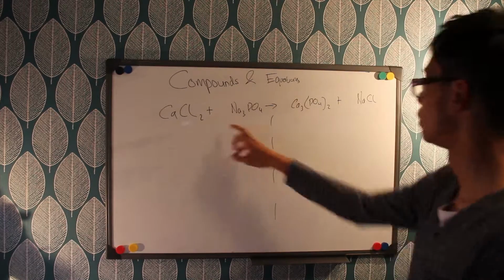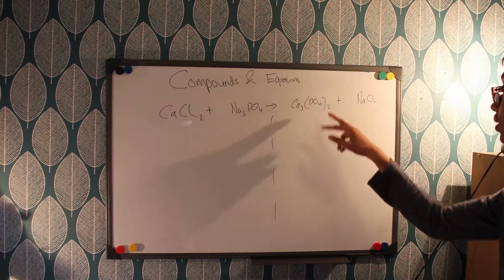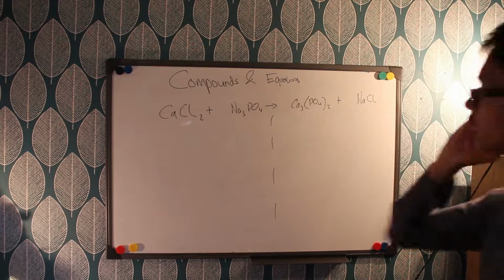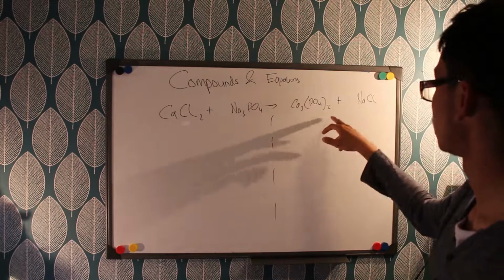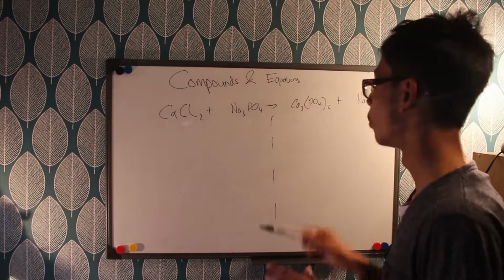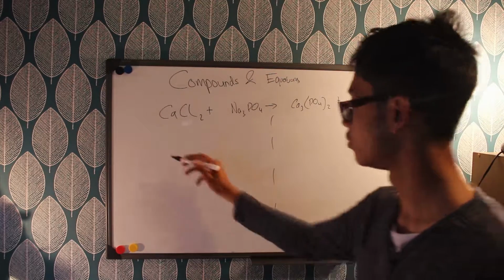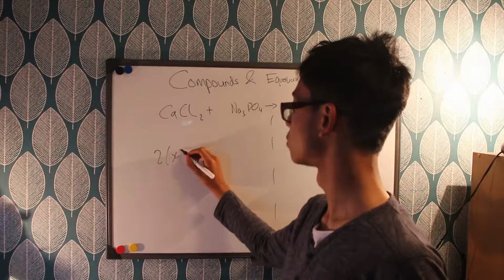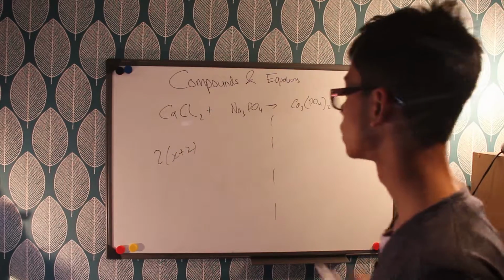So CaCl2 plus Na3PO4 leads to Ca3(PO4)2 plus NaCl. Now one thing to understand here is what these brackets mean. In maths, you might follow the rule that whatever is outside the bracket you multiply with what is inside the bracket. For example, if you've got 2(x plus 2), you multiply the 2 with x and 2 with 2, so you get 2x plus 4 basically.